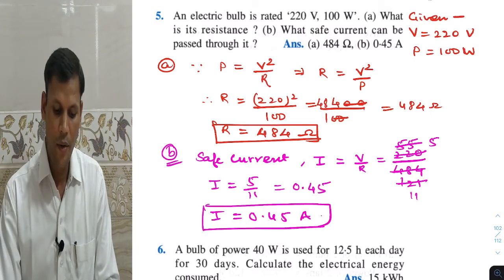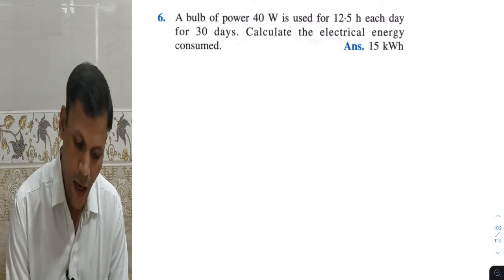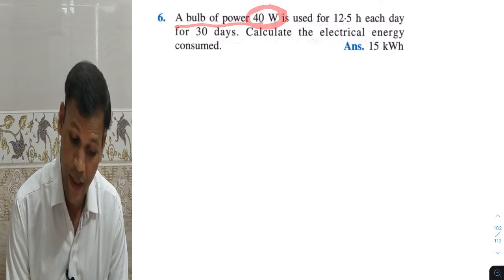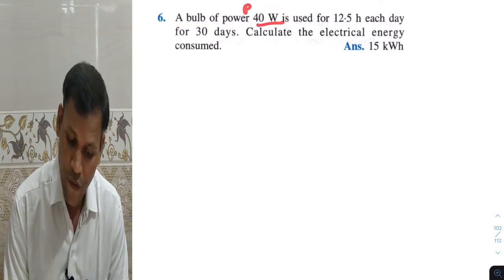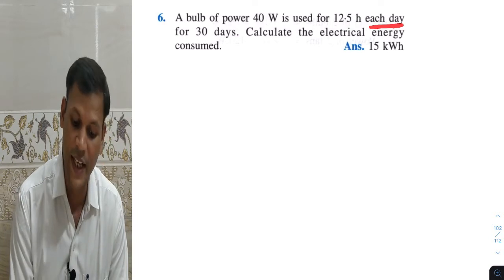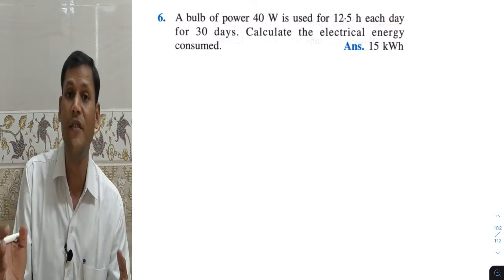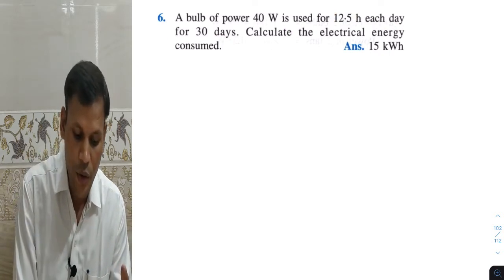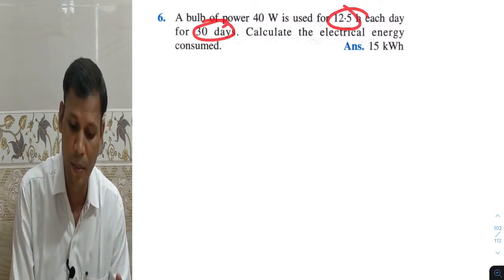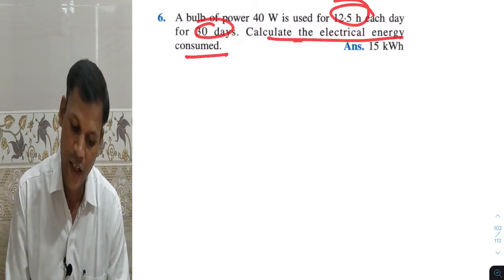Okay, now question number 6. A bulb, power of the bulb is given, so it is P, power, used for this much hour. Time is given in hour, each day for 30 days, 12.5 hours each day. So number of hours will be 12.5 into 30. Total number of hours will be 12.5 into 30. Calculate the electrical energy consumed.